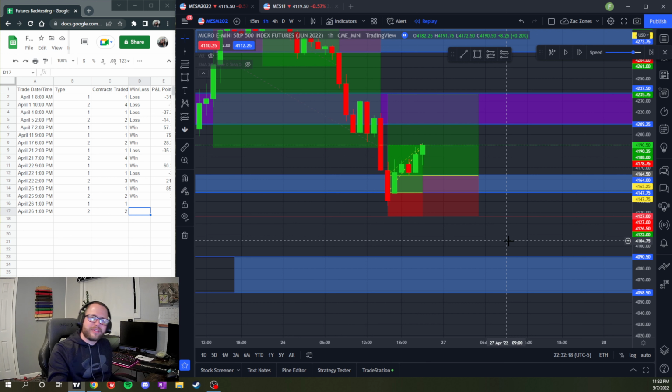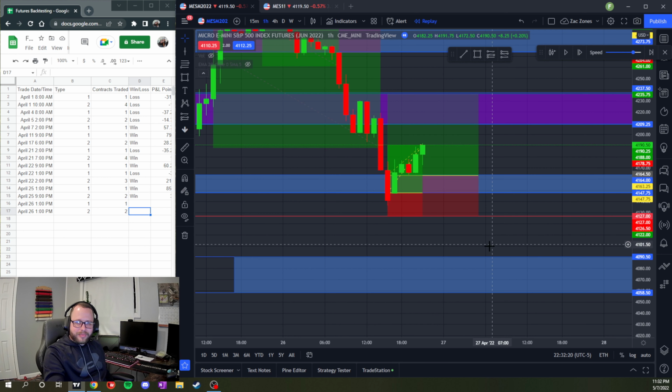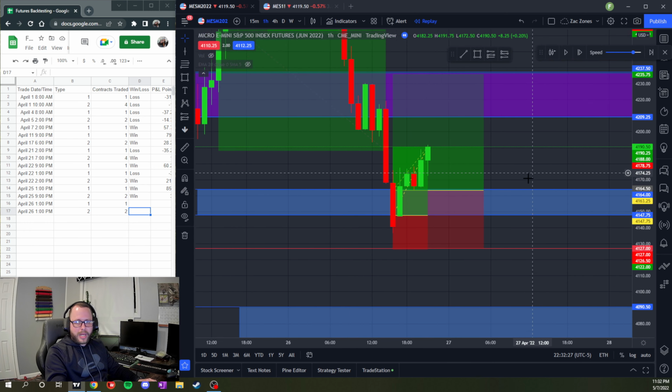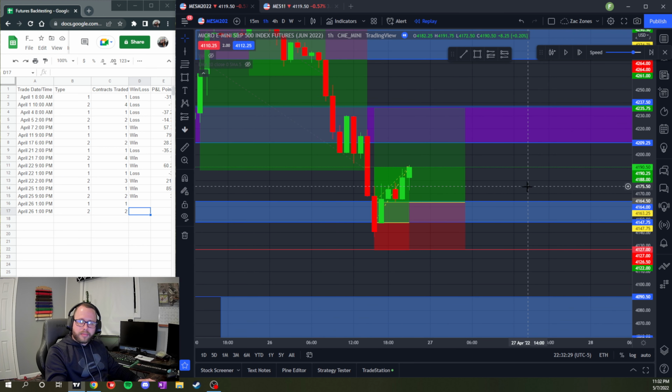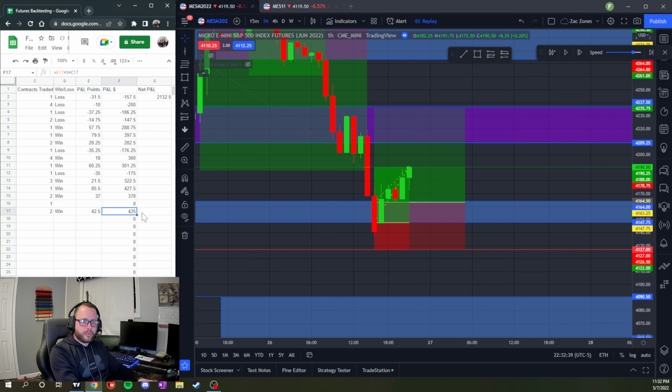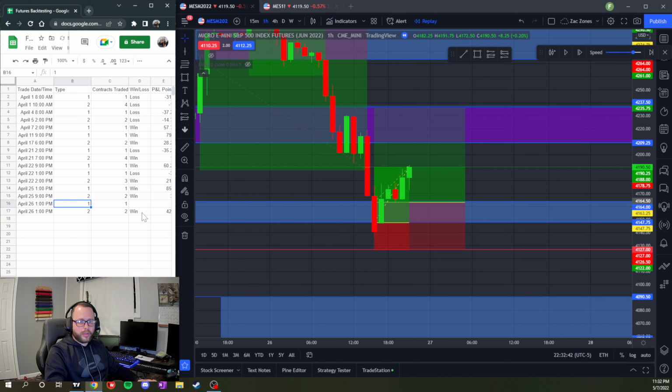These are Don's zones. I have complete faith in his zones. I would not have the same faith if I drew them myself, which is a weakness on my part as a trader. I need to get to the point where I can draw the same zones, with the same accuracy that Don does. So that would have been a 42.5 point winner. Oh, sorry, $425 winner.